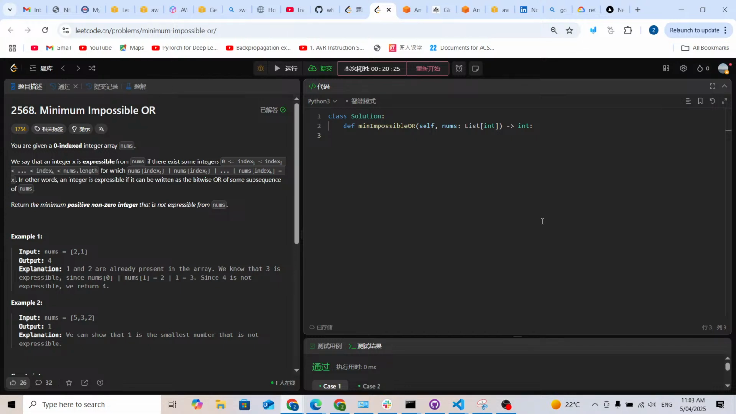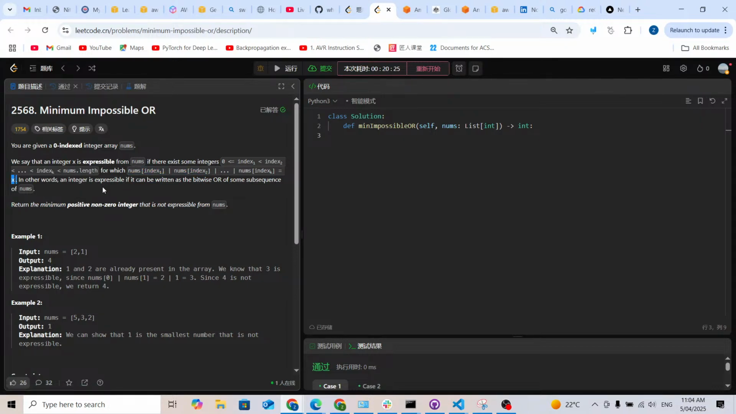Solve LeetCode problem 2568, minimum impossible OR. We are given a zero-indexed integer array nums, and an integer x is expressible from nums if there exist some indices, 0 <= i1 < i2 < ... <= ik < nums.length, for which the bitwise OR of those elements equals x.